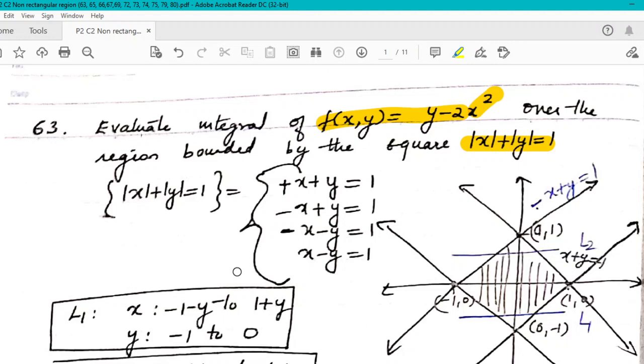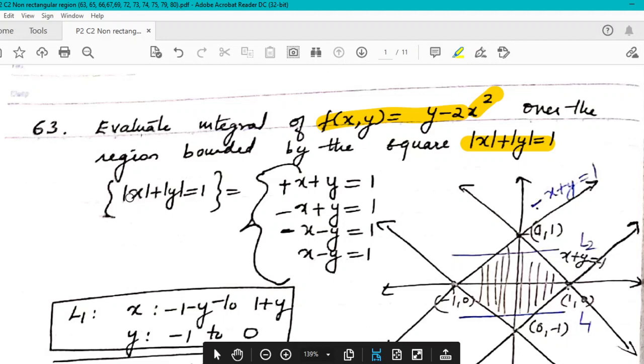Here we are asked to find the double integral of f(x,y) dx dy, or you can find the double integral of f(x,y) dy dx. Whichever you find convenient, you can use. Now, first we are going to discuss the region |x| + |y| = 1. We first have to identify what our region is. Only then can we find the limits of x and y.